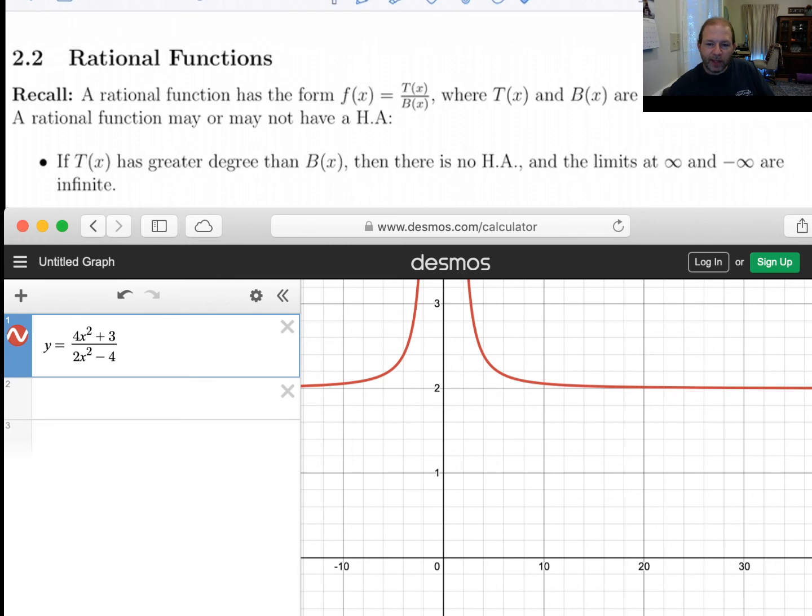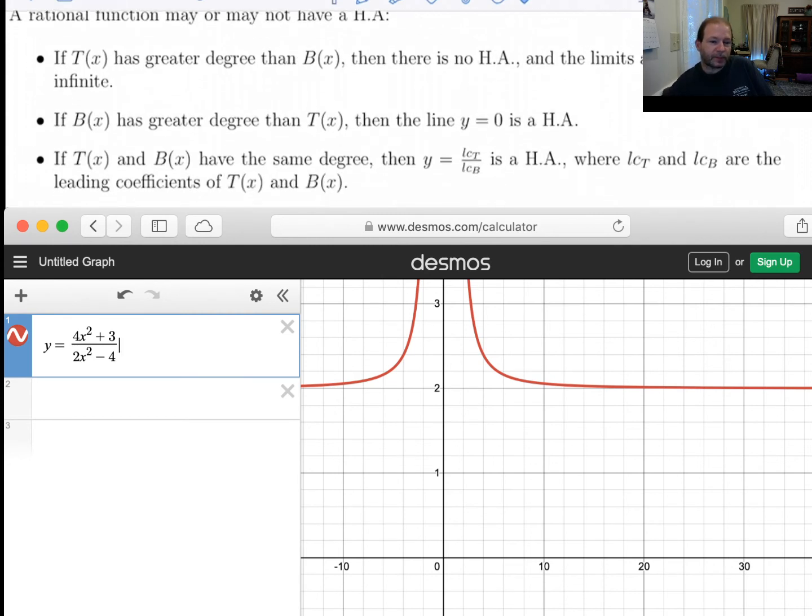The reason is, as x grows large, the only thing that matters in the function is the leading terms. And up top we've got 4x squared, and on bottom we've got 2x squared. Well, when x grows large, the 3 and the 4 don't matter, and the x squareds are the same on top and bottom. It's just that one of them is multiplied by 4, the other is multiplied by 2. So what we wind up with here is that the asymptote is going to be the ratio of the leading coefficients. In this case, the asymptote is 4 over 2, which is 2.